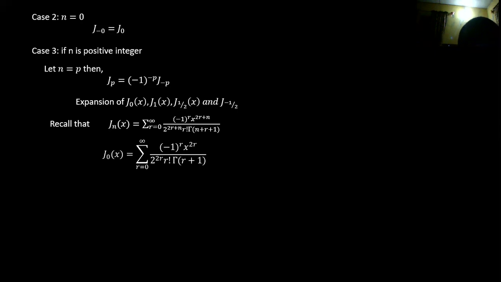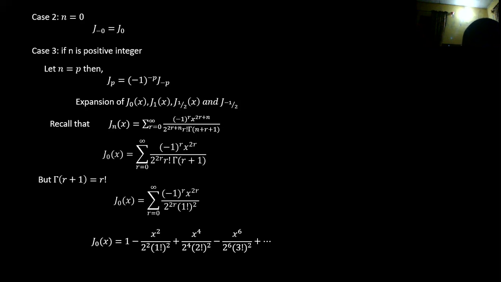At the end of the day, the gamma of r plus 1 is going to give me what? r factorial. Then if I substitute, the Bessel function of 0 will now be equal to the summation r equals 0 to infinity of minus 1 raised to power r, x raised to power 2r, 2 raised to power 2r, the r factorial all squared. Then if I express my series, the Bessel function of 0 will now be what? When r equals 0, I have 1. When r is equal to 1, I have minus x squared over 2 raised to power 2, 1 factorial squared.